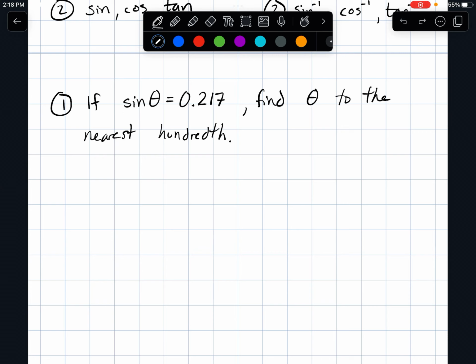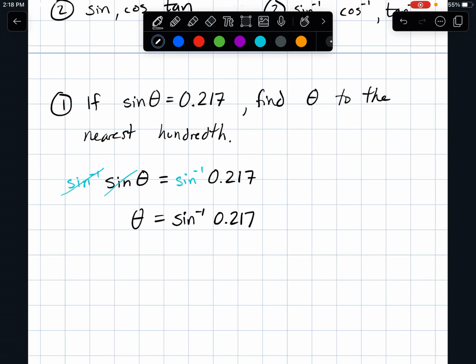So whenever we're looking for the angle here, we're going to have to use inverse trig. So if I set this up where sine of theta equals 0.217, again, we said that to undo the sine, I have to use the inverse sine. So I'm going to take the inverse sine of the left and the inverse sine of the right. What's going to happen is that the inverse sine and the sine cancel out, and that's going to just leave me with my angle theta is equal to the inverse sine of 0.217.